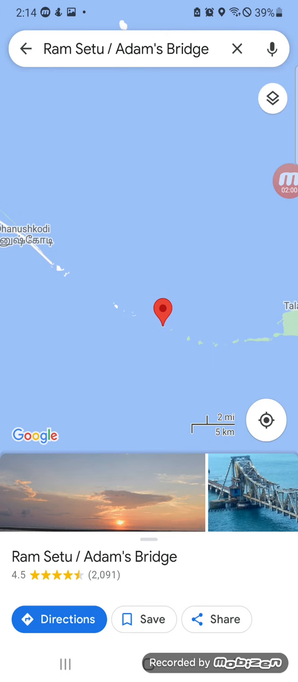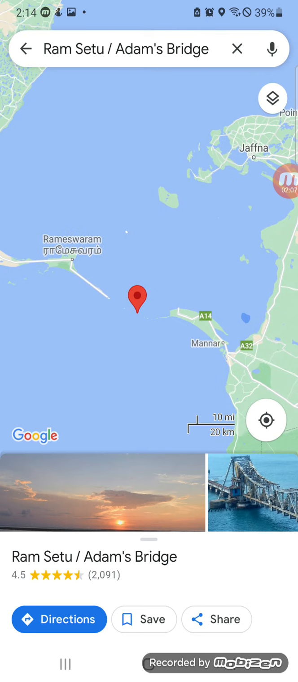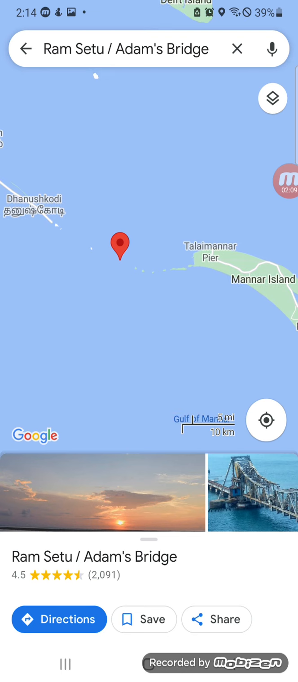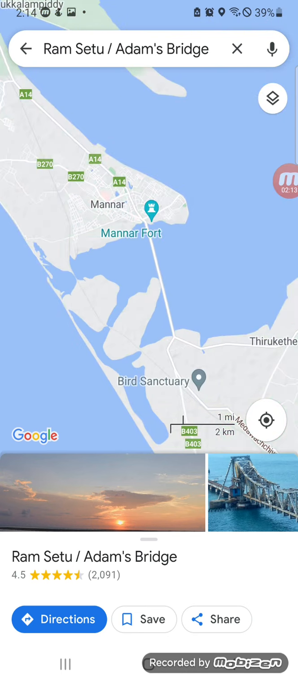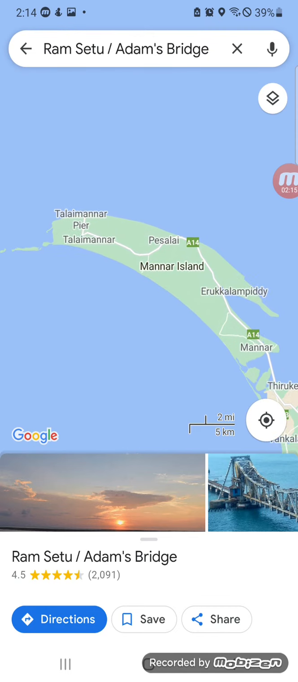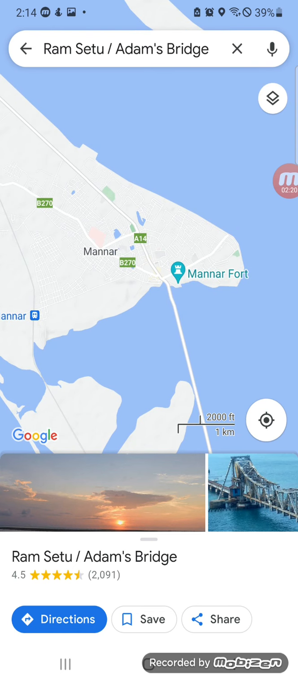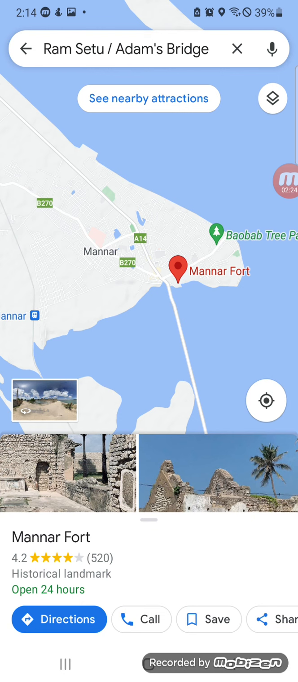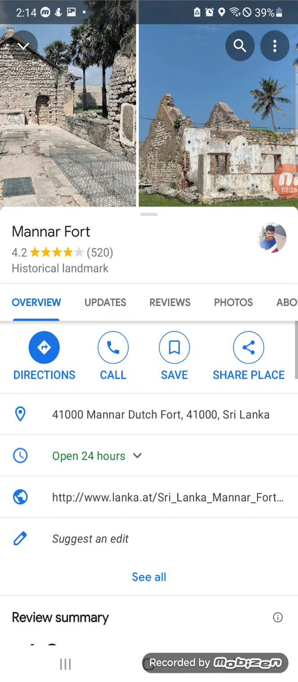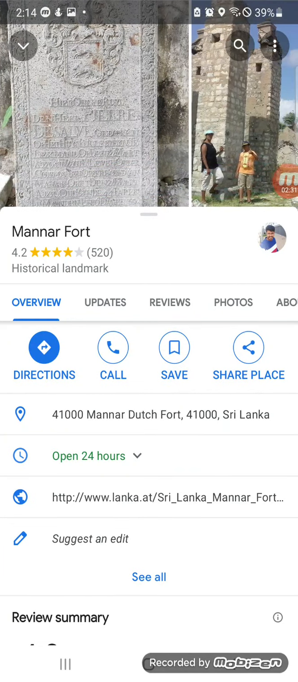So it's a must visit if you visit India sometime and you visit Rameshwaram. But if you visit Sri Lanka, then the Gulf of Mannar is a place where you can visit. Mannar actually has a fort. Where is the fort? It is also nice to visit. Let's see a glimpse of the fort. One of the oldest forts, they say, a historical landmark, Google says as well. So it's also a great place to visit.